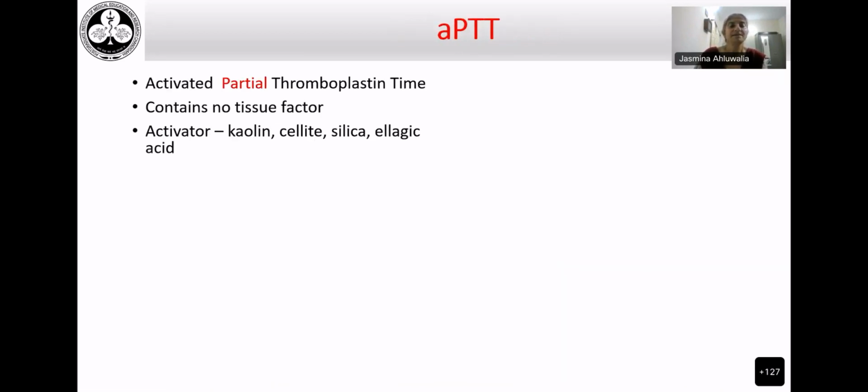Now coming to the APTT, this is called activated partial thromboplastin time. Partial it is because it contains no tissue factor. So now how do we start the clotting reaction? We will need an activator. So there is no tissue factor now. So for that, those activators are kaolin, celite, silica, or ellagic acid, and various reagents may contain different amounts and different forms of these activators.